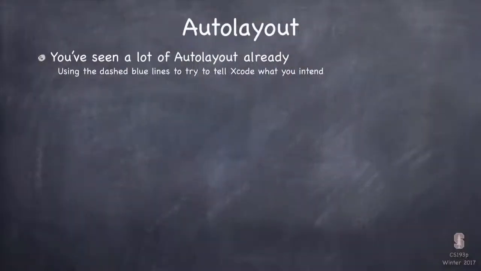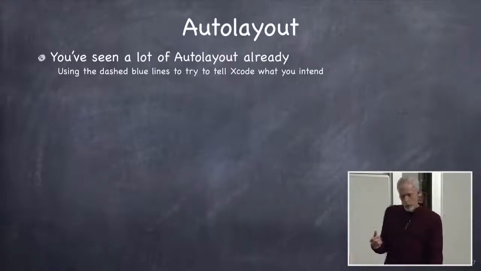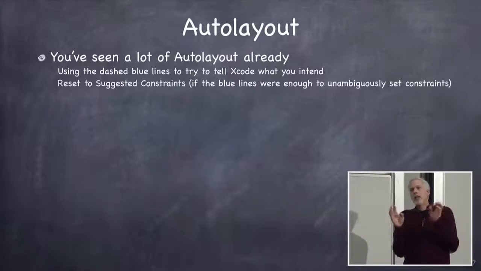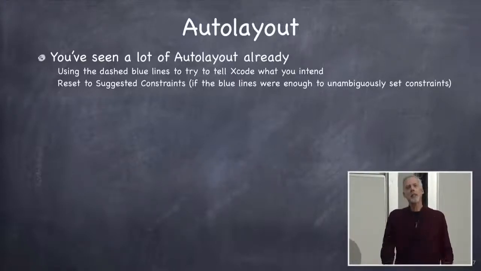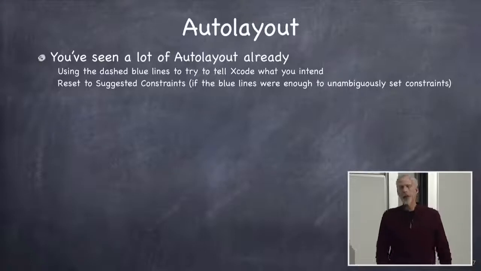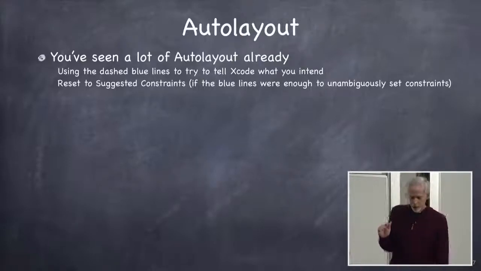So what have you seen in auto layout already? Well, you know about the dashed blue lines, right? When you drag things out and move them around and you make those dashed blue lines appear, you know that it helps Xcode when you want to do reset to suggested constraints. And you know that also sometimes reset to suggested constraints doesn't really do what you want, okay? It really only works if those blue lines are just unambiguously, obviously, that's what you wanted, all right?